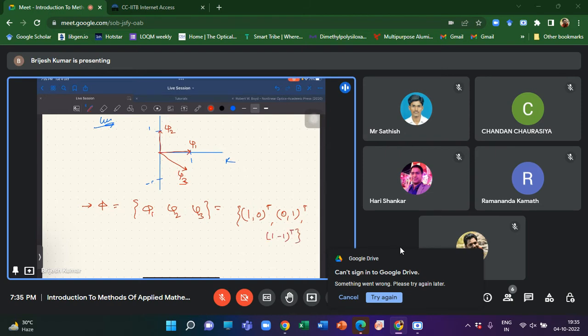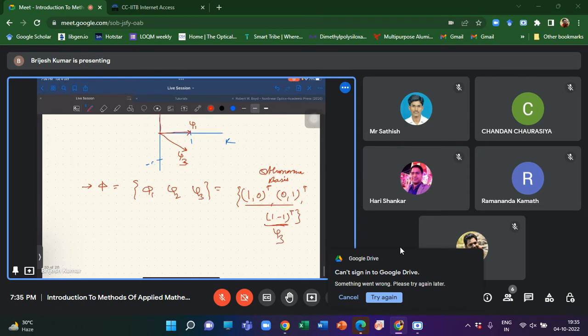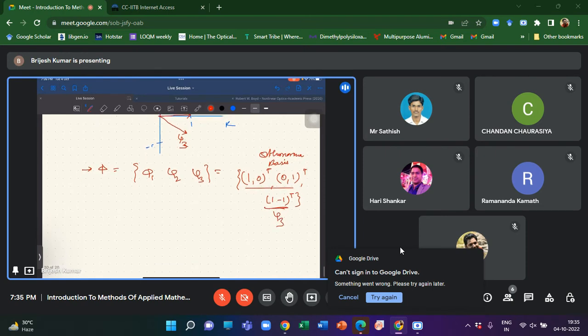The first two vectors, phi 1 and phi 2, are linearly independent, and these form an orthonormal basis. The third one, phi 3, is added to this orthonormal basis. So what can we say about such a system?